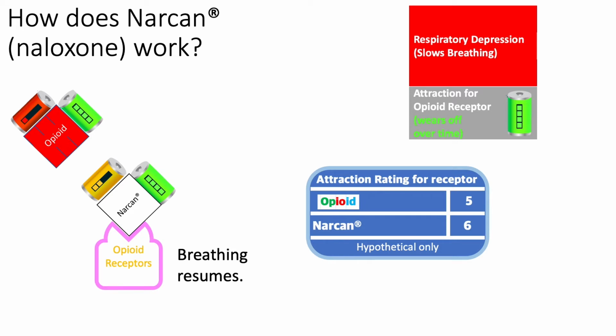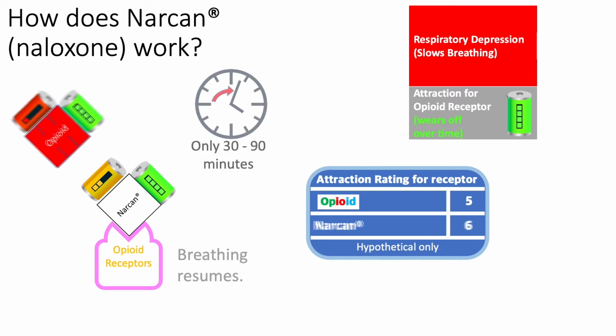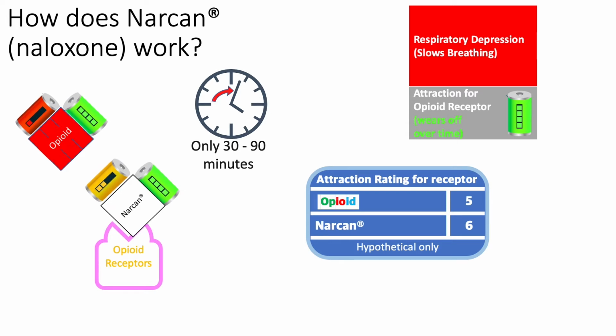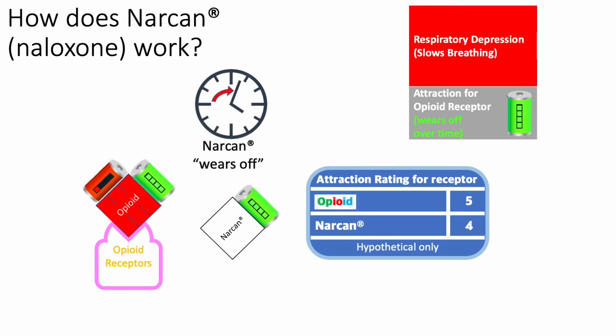Be aware that Narcan will not take care of other types of overdoses, only those caused by opioids. Narcan only works for 30 to 90 minutes, and Narcan now has an attraction rating of 4, as the battery charge indicator shows. So Narcan loses its hold on the receptor.